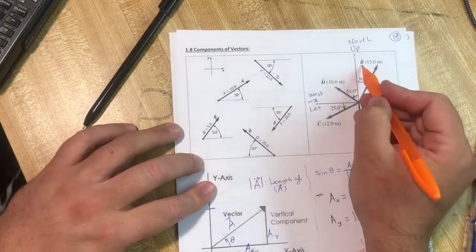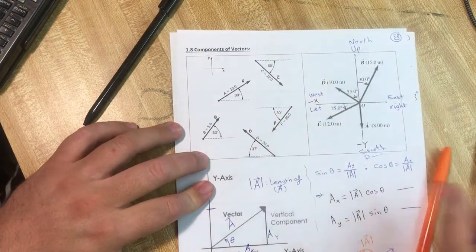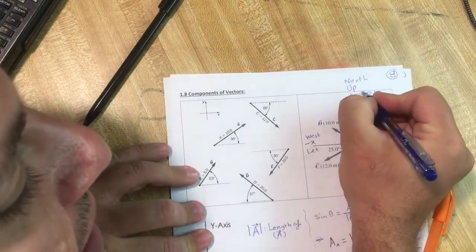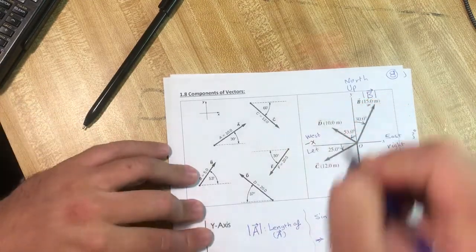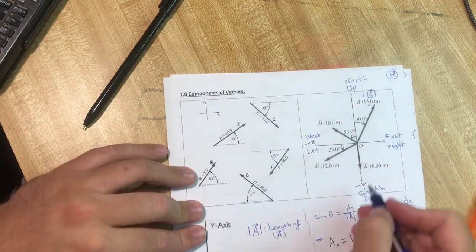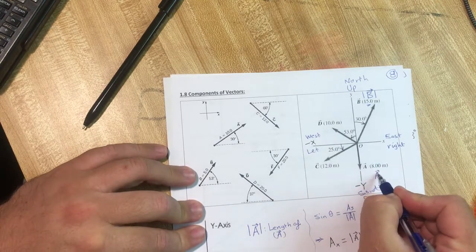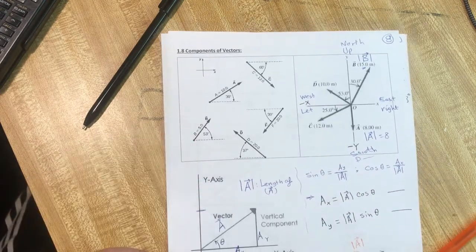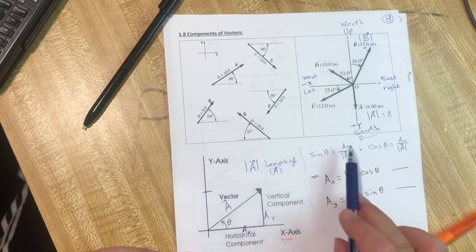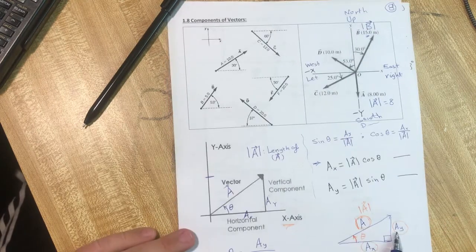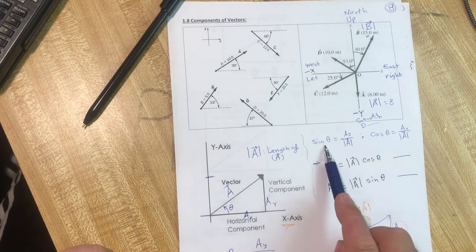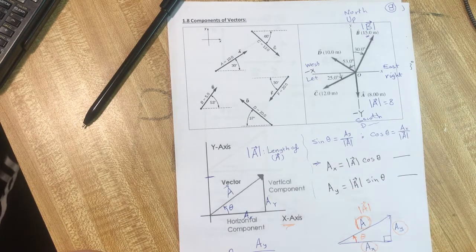So B is a vector. Its length is 15, so the magnitude of B is 15. Here, the magnitude of A between two lines is 8. From these relations, sine theta is equal to the opposite over the vector length. Then we can find sine and cosine relations.